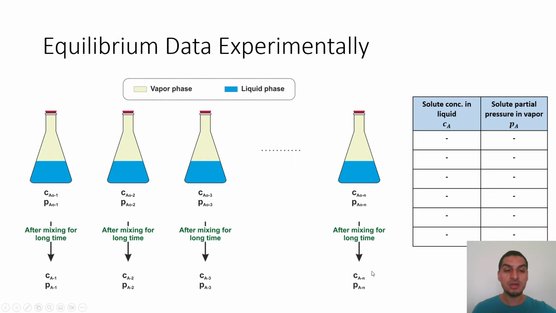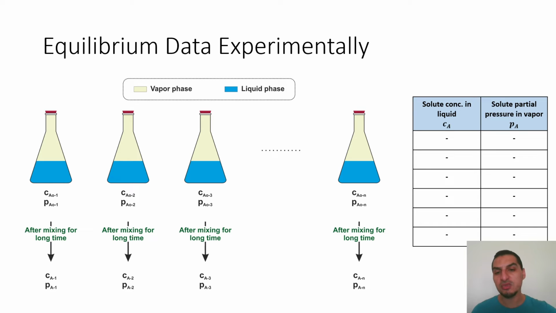So the results can be put as tabulated data in the form of concentration versus partial pressure. So this is the concentration in the liquid phase and the partial pressure in the gas phase, and each one of these beakers represents one data point in this table. So this is how we get the equilibrium data experimentally. This can be done for any other system.